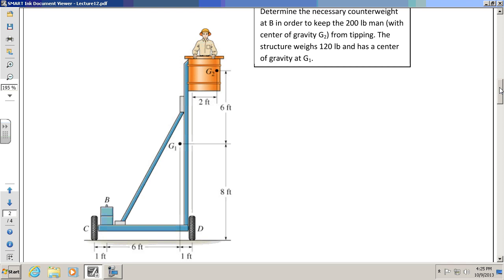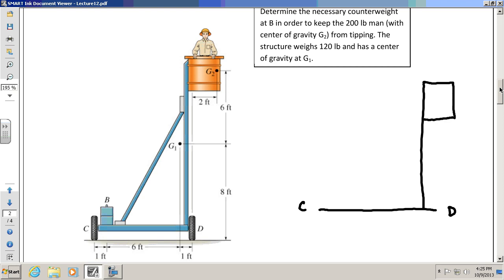Okay? So let's go ahead and draw a free body diagram here. Draw it as simple as you can. I would draw it like this. Here's my base here from C to D. Okay? Then I'm going to draw here, I guess I can draw something like this. I'll draw a little bucket, I guess. If you want to. You don't really have to. You don't even have to draw that piece if you don't want to. Doesn't really matter.